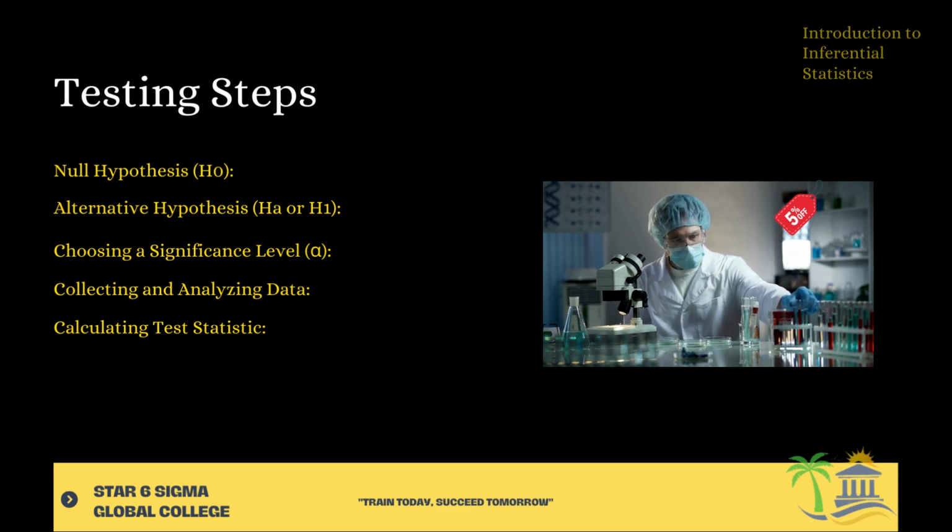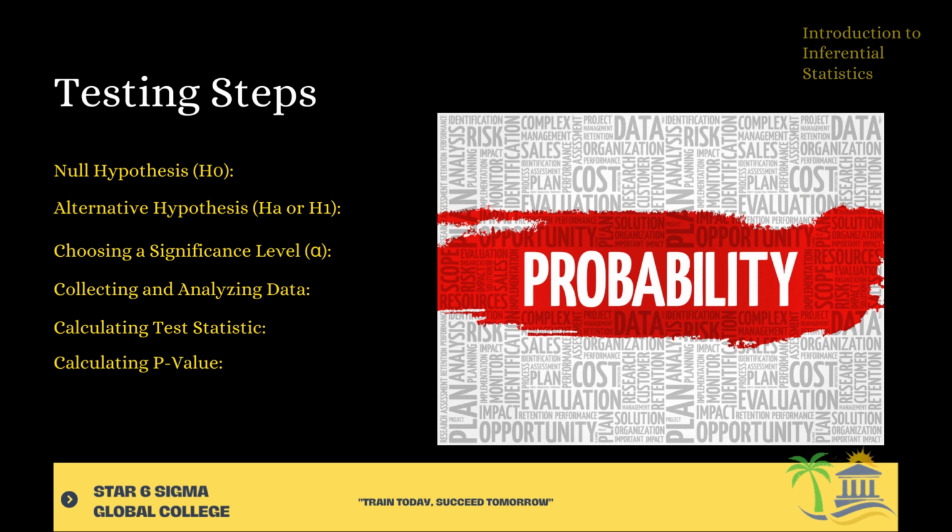Calculating the p-value. The p-value is the probability of observing a test statistic as extreme as the one calculated, assuming the null hypothesis is true. A small p-value, typically less than alpha, suggests that the observed data is unlikely under the null hypothesis, leading to the rejection of the null hypothesis.